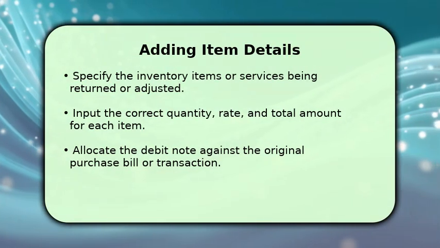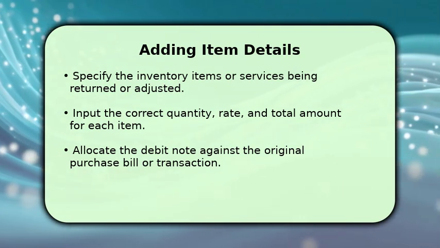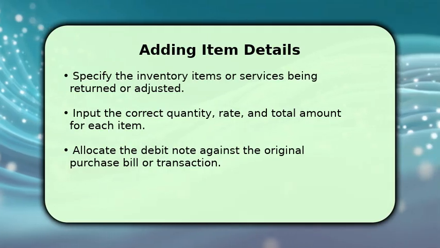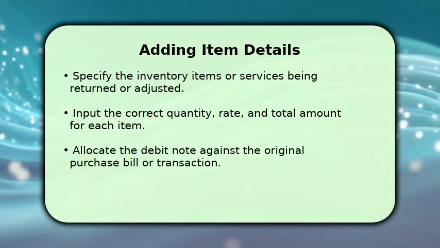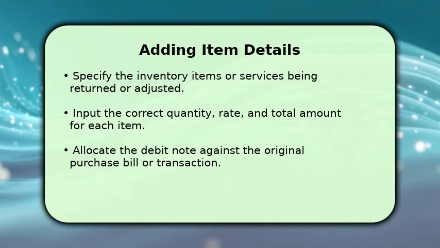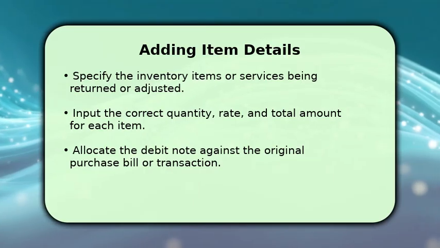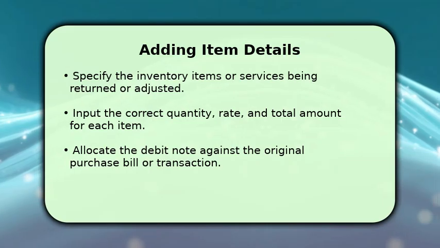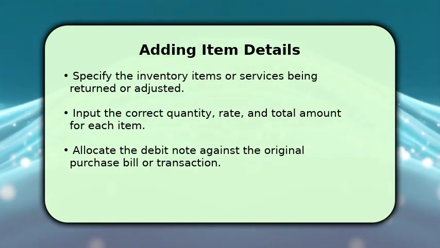Next, we'll add the details of the items or services. Select the specific inventory items you are returning or the service for which you are raising the debit note. Enter the exact quantity, the rate per unit, and TallyPrime will automatically calculate the total amount. It's vital to allocate this debit note against the original purchase bill or relevant transaction. This linking ensures your accounts are accurate and reflects the adjustment correctly.